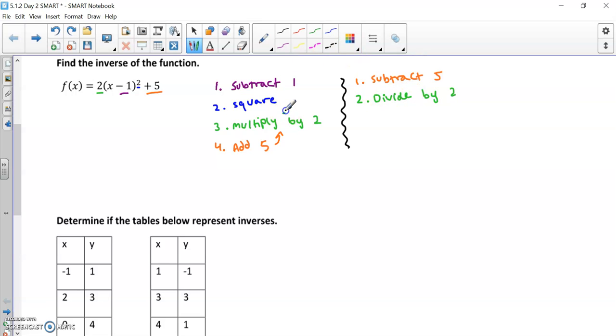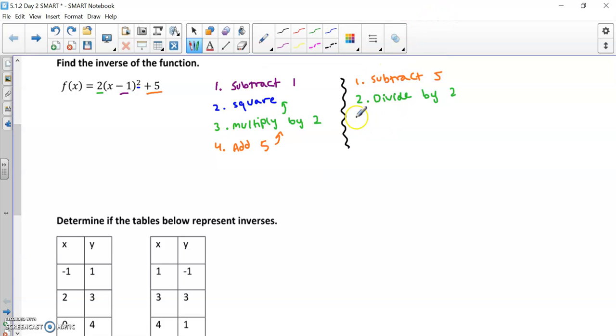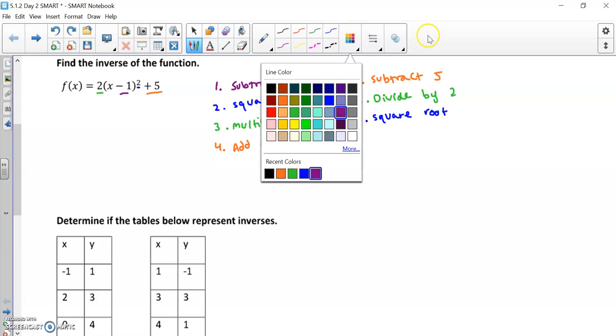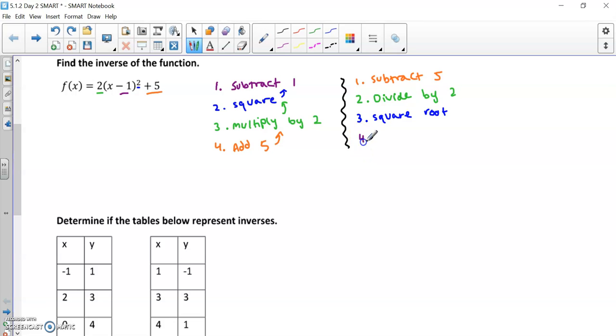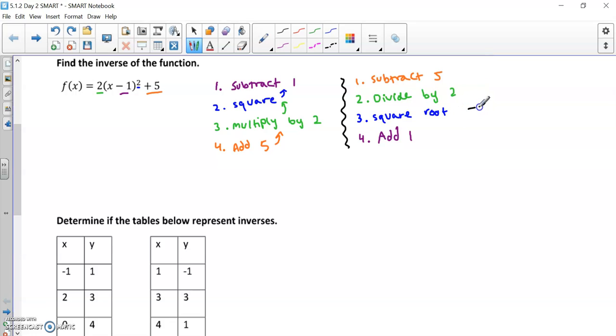Okay, and then we are moving on to the next one. This step right over here is saying to square, and the opposite of squaring is to square root. Okay, and then finally, I have one last step to go, and that original one says to subtract 1, so now I am going to add 1 because adding is the opposite of subtracting. All right, and now that I have made my list of directions, I am ready to create my inverse function. That's the notation for it.